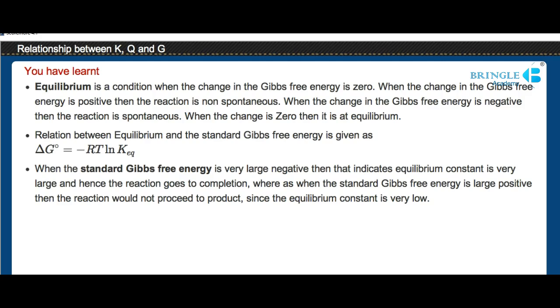When the standard Gibbs free energy is a very large negative, then that indicates equilibrium constant is very large and hence the reaction goes to completion. Whereas, when the standard Gibbs free energy is a large positive, then the reaction would not proceed to product since the equilibrium constant is very low.